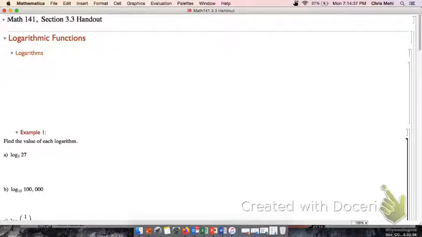Okay, so we begin section 3.3. The section is entitled Logarithmic Functions. And in the previous section, 3.2, we studied what were called inverse functions. And we saw that basically an inverse function exists when a function is 1-to-1 or passes the horizontal line test, meaning every horizontal line can only intersect the graph at most one time.